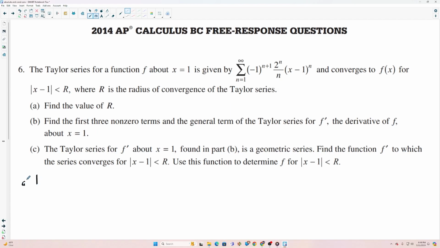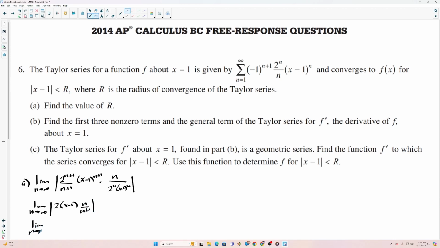All right, so we're going to do the ratio test. This is not geometric. The limit as n approaches infinity of the absolute value of 2 to the n plus 1 over n plus 1 times (x minus 1) to the n plus 1, times n over 2 to the n times (x minus 1) to the n. So we have the limit as n approaches infinity of the absolute value of, there's an extra 2 on top, there's an extra x minus 1 on top, and we have n over n plus 1.